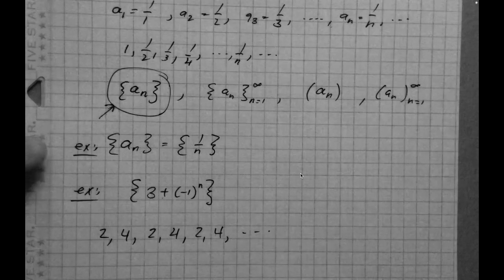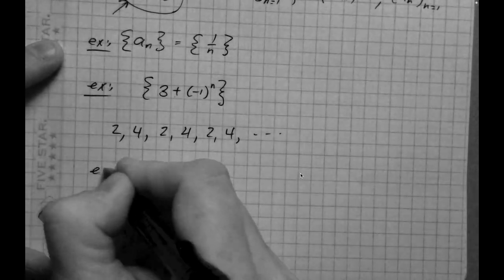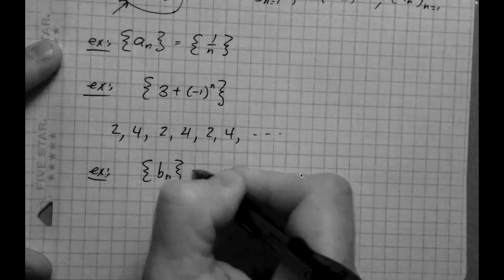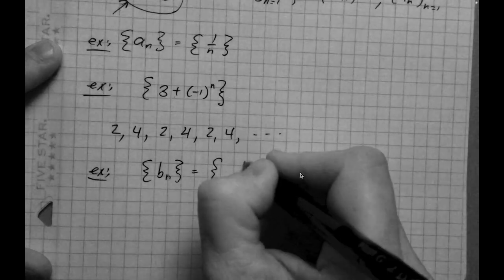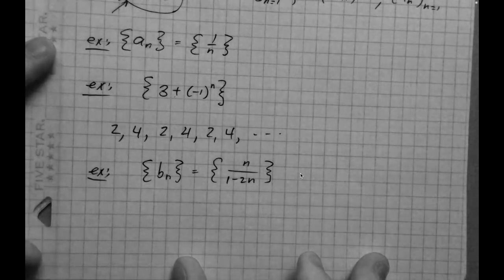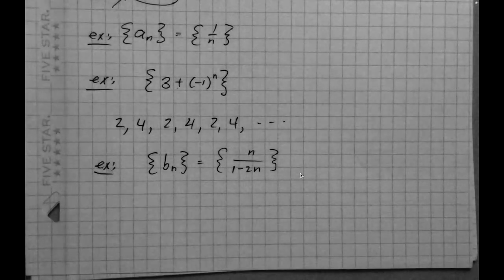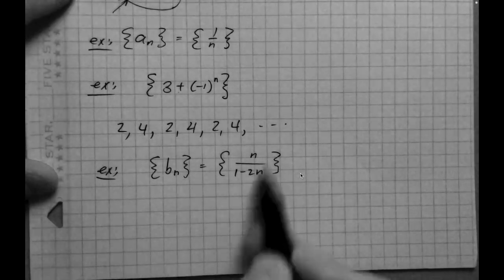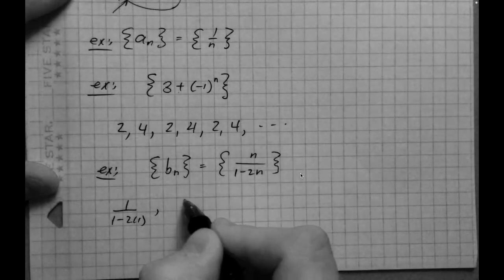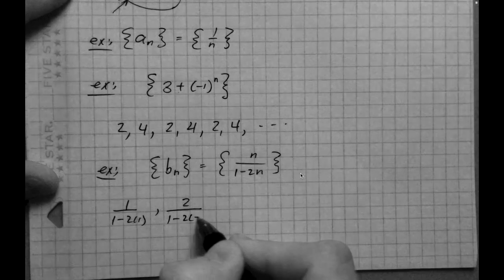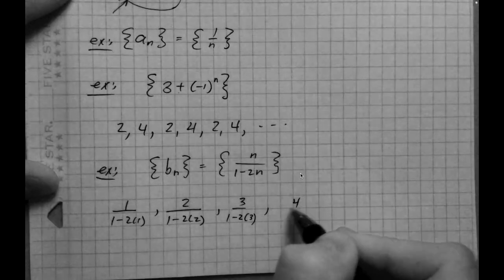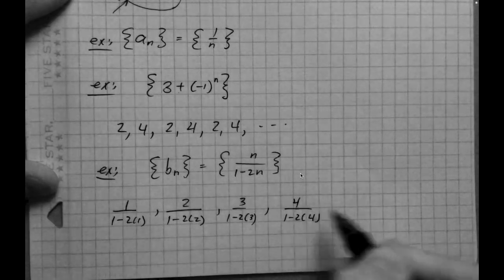Let's see another example of a sequence. What about this one? Let's call it b_n, maybe n divided by 1 minus 2n. This is another sequence. What are the first couple of terms of this sequence? Well, when n is 1, you've got 1 over 1 minus 2 times 1. And then when n is 2, it's 2 over 1 minus 2 times 2. And then 3 over 1 minus 2 times 3, 4 over 1 minus 2 times 4, etc.